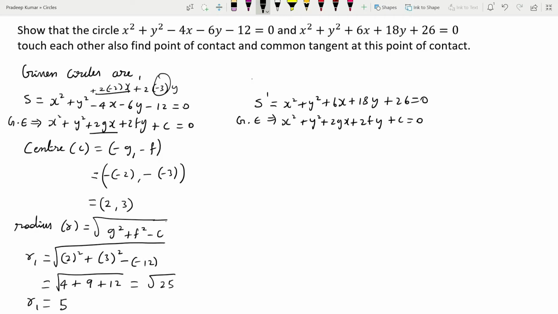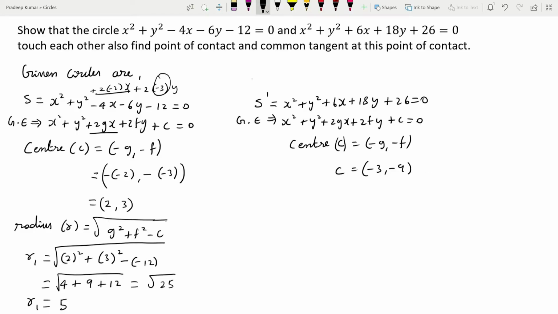The general equation is x square plus y square plus 2gx plus 2fy plus c equal to 0. Now when I compare these, as we have to find the center of the circle, I'm representing it with c, which is equal to minus g comma minus f. When we compare this general equation with the given equation, we are getting the c value as minus 3 comma minus 9. Alright, so we got the center.